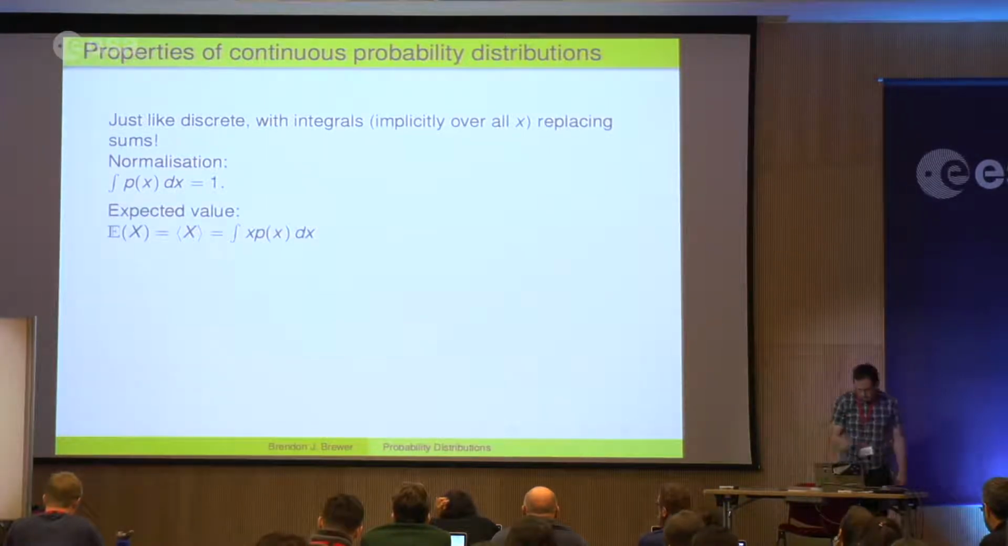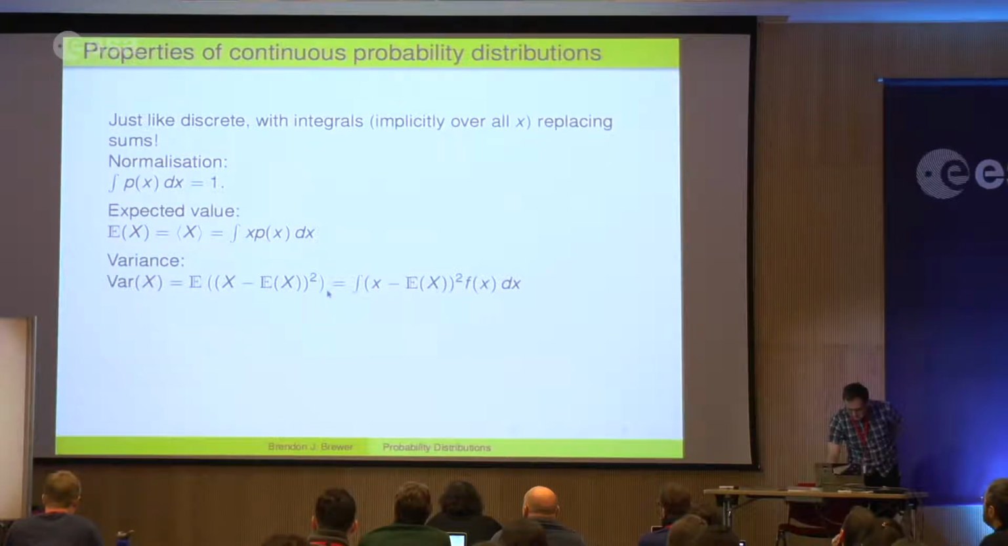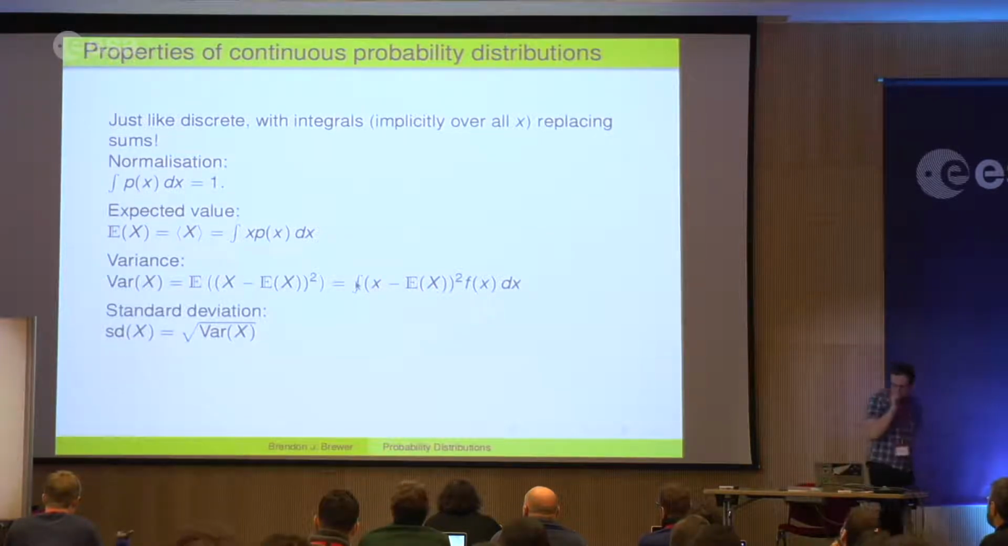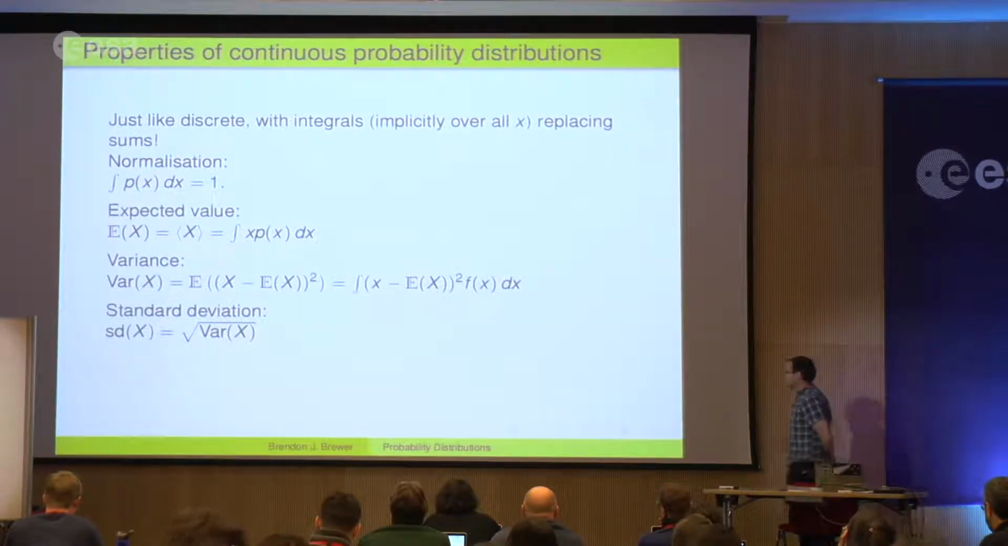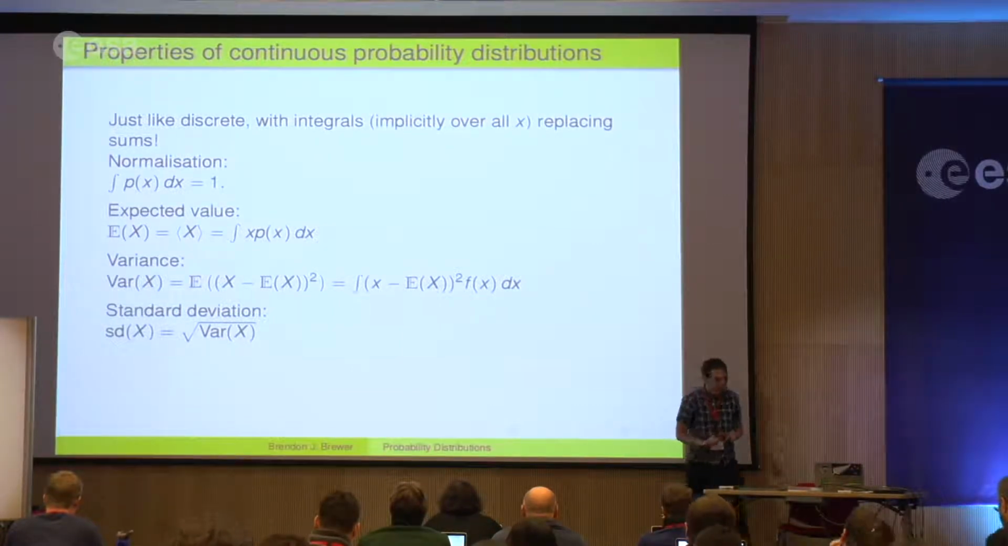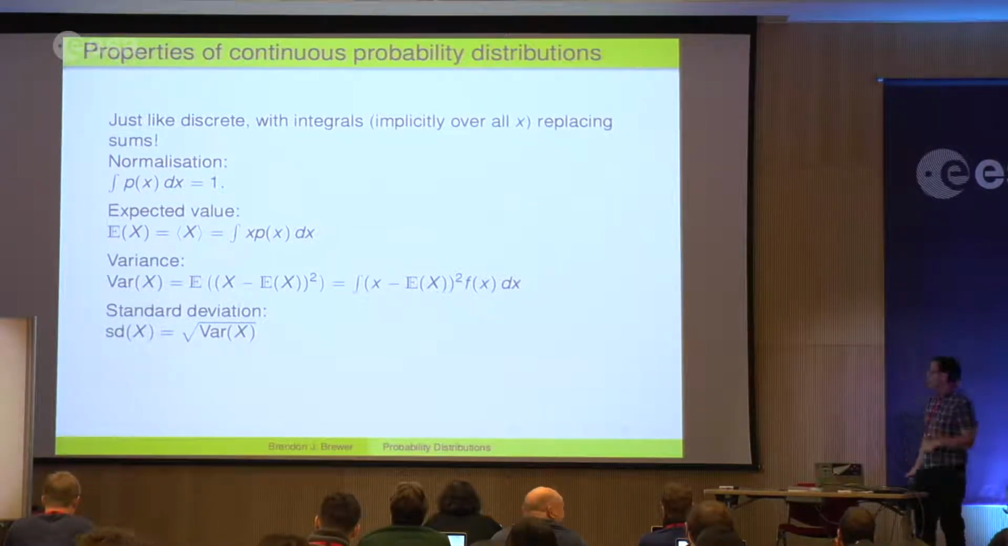That's equivalent to the sum of the probabilities being 1. The expected value has the same notation here, and it's just an integral of x times the density. And the variance has the same definition, and it's got the expectation here, and it's just an integral instead of a sum, and the standard deviation is still the square root of the variance. So very easy to interchange the sums and integrals. And if you just remember things one way in terms of sums or integrals, then you know them the other way as well.